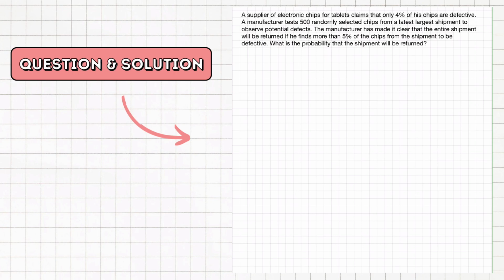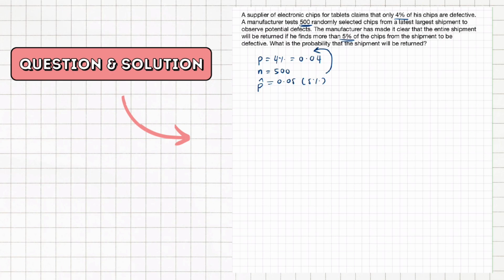So, the first step to problem solving is identifying the test statistics and parameters in the question. So let's see here. We have the population proportion P, which is 4%. So this gives us a value of 0.04. We also have n equals 500. And last but not least, the sample proportion p hat equals 0.05, that is 5%.